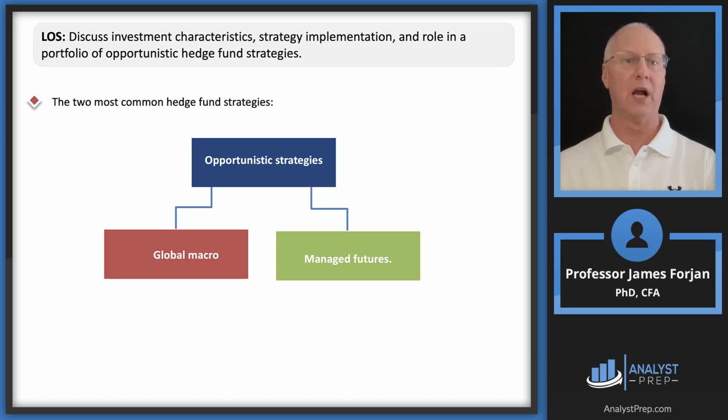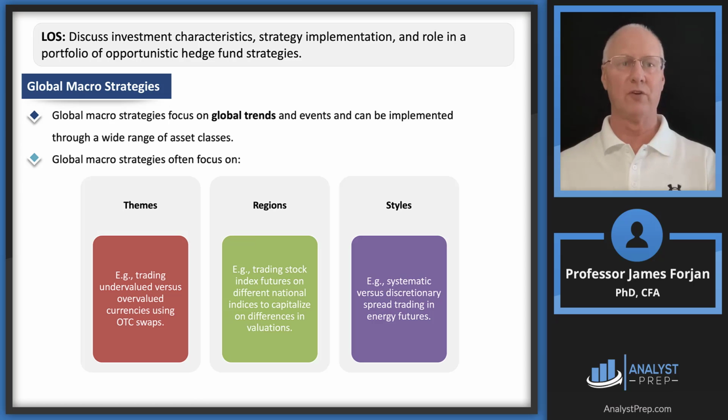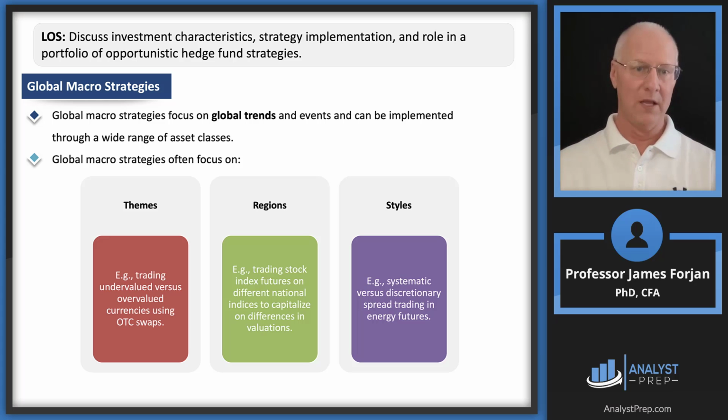All right, common hedge fund strategies under opportunistic. So this is global macro and managed futures. Let's go ahead and start with the global macro. You can do this among a variety of themes, regions, or styles. So look at some of the examples we have there. Oh boy. Trading undervalued versus overvalued. Now, we've been doing this back in part 1, and here we are in part 2. Now, we've been looking at individual securities, but we can extend that to currencies.